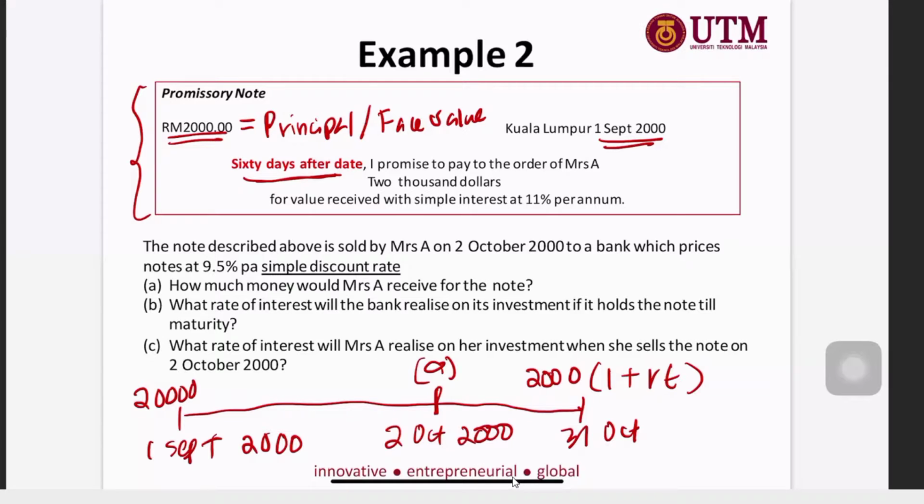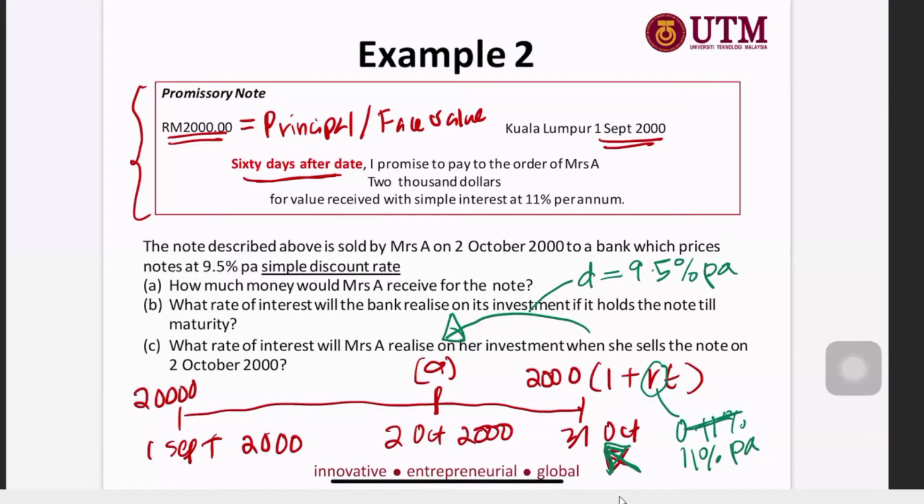So how to get the money at this A? To get the money at A, first you need to find the accumulated value at 31 October. And then after you get this accumulated value, you will discount the money to here, to A. So here you will use the D 9.5% per annum, while when you do the accumulation, you have to use the 11% per annum. So for accumulation, you need to use simple interest. For carrying back the money backward, you will need to use the discounting rate.